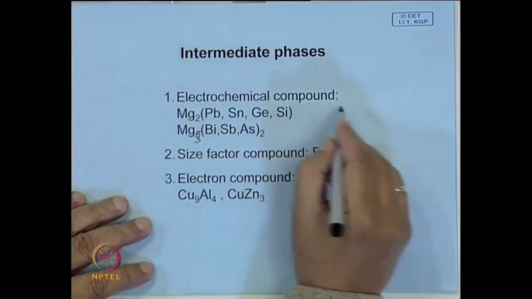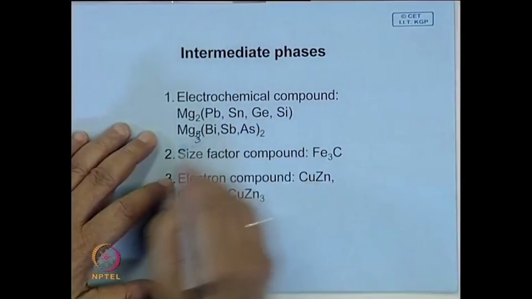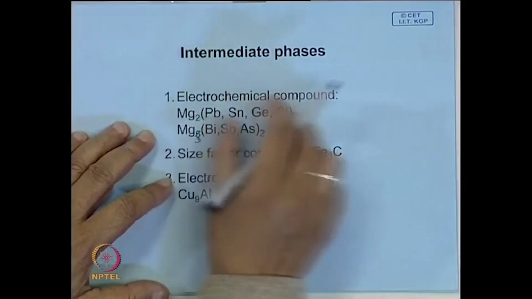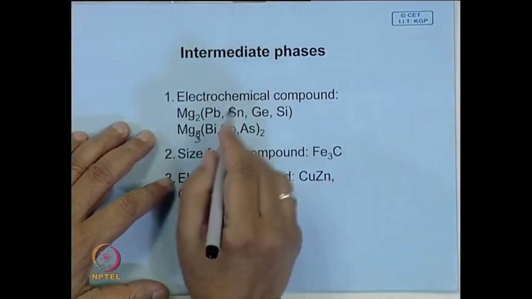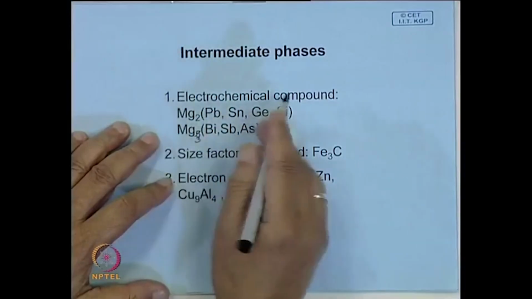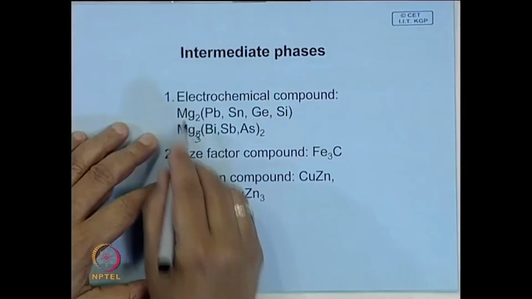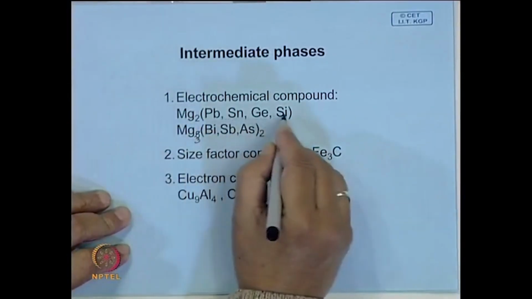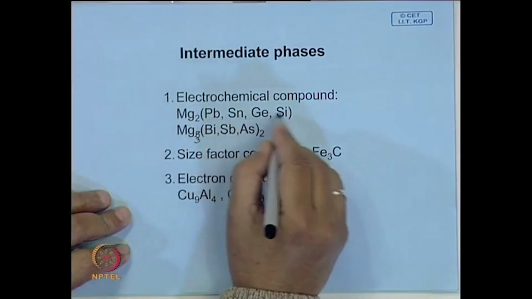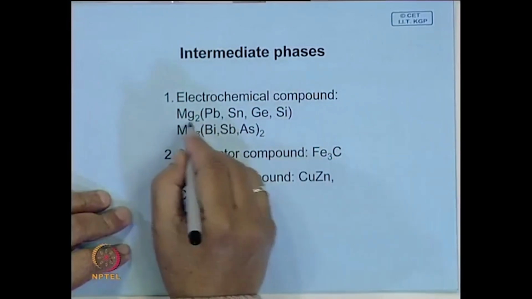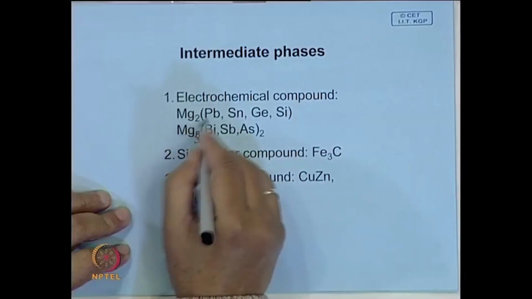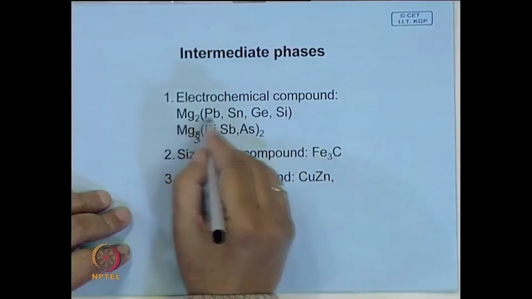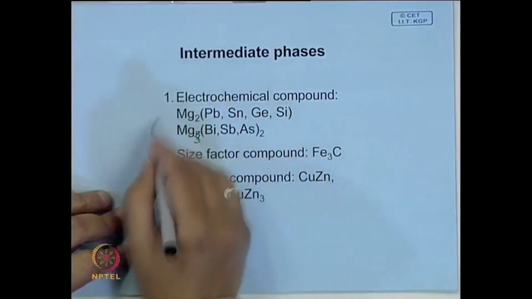One is the electrochemical compound, where a chemical compound formation takes place. Whenever the elements belong to different groups in the periodic table, and are further apart, there may be a tendency to form a compound. Like magnesium, which belongs to group 2, whereas lead, tin, germanium and silicon are group 4, and they form a compound in proportion to their valency, Mg2Si or Mg2Pb. It is like a chemical compound.